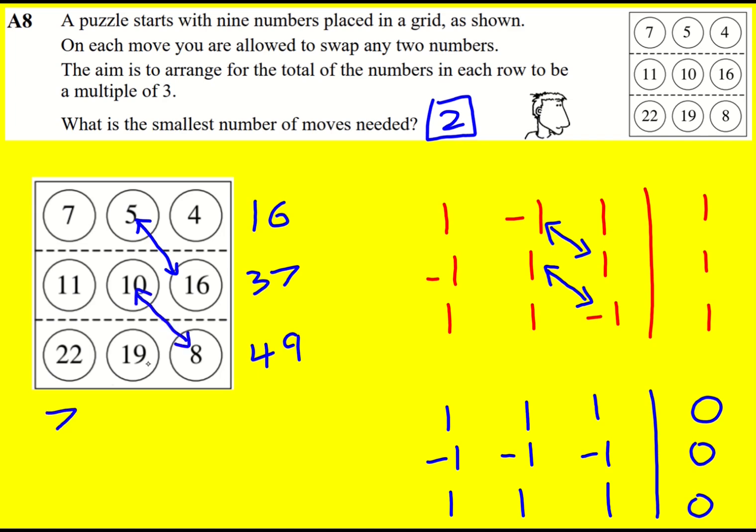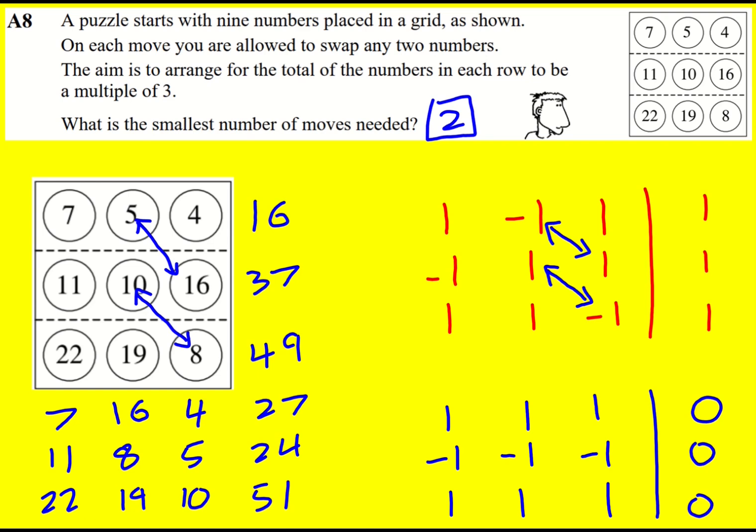So our final table with the numbers in would be 7, 16, 4, which gives 27. And over here, 11, 8, 5, which gives 24. And at the bottom, 22, 19, and 10, which gives 32, 42, 51.